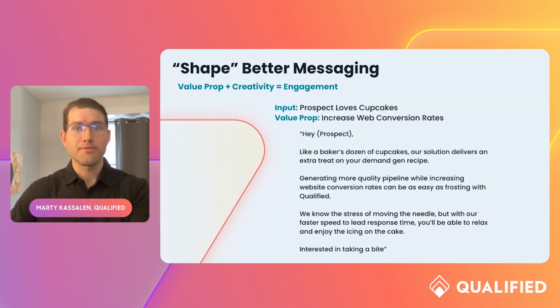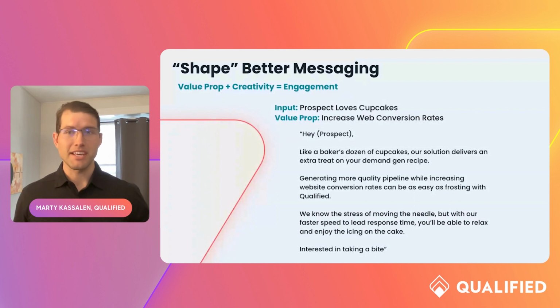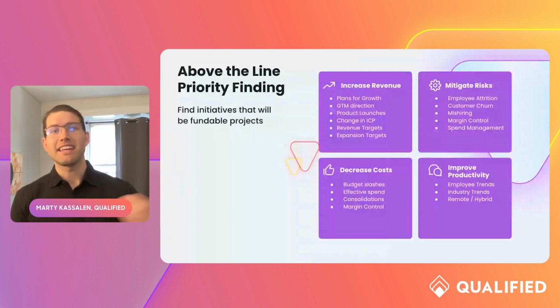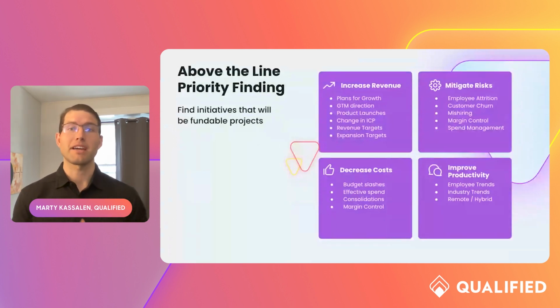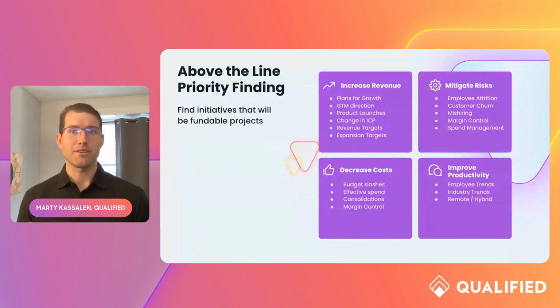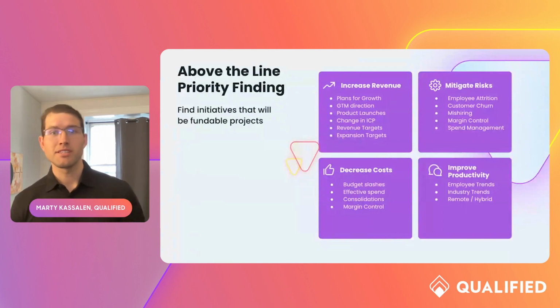The next idea here is finding above the line priorities. This is a use case that's probably my favorite. We all know that money follows pain, and pains are meant to be healed. And the medicine that heals these pains will receive funding from economic buyers. And as software salespeople, we always look to anchor on initiatives from the C-suite that they care about.